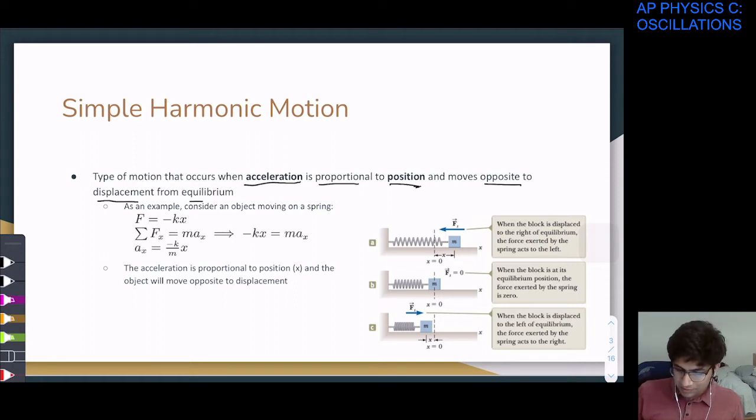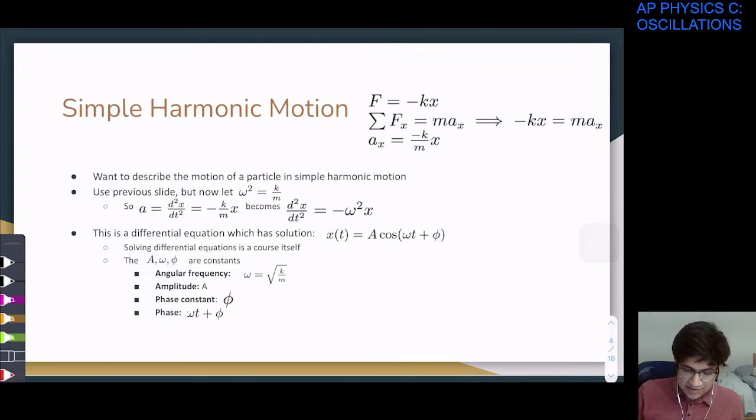And now that we've made this claim, we've classified this type of motion, we're now interested in the motion of the particle. Like how exactly is it going to move when the acceleration is proportional to position? So what we'll do is we'll let omega, this fancy symbol over here, be equal to the square root of k over m. The same thing as omega squared is equal to k over m.